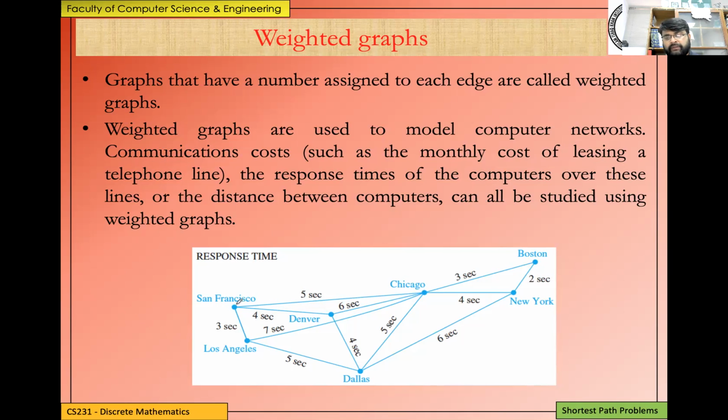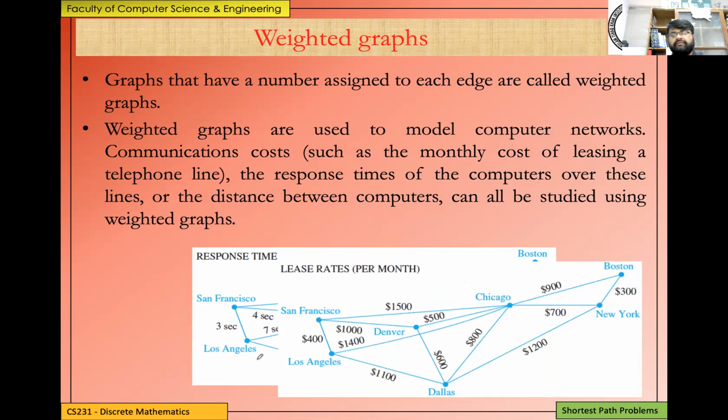So for example, from San Francisco to Chicago, it's 5 seconds. From San Francisco to Denver, it is 4 seconds. And San Francisco to Los Angeles, it's 3 seconds, and so on, right? So the weight is always on the edge and not on the vertex.